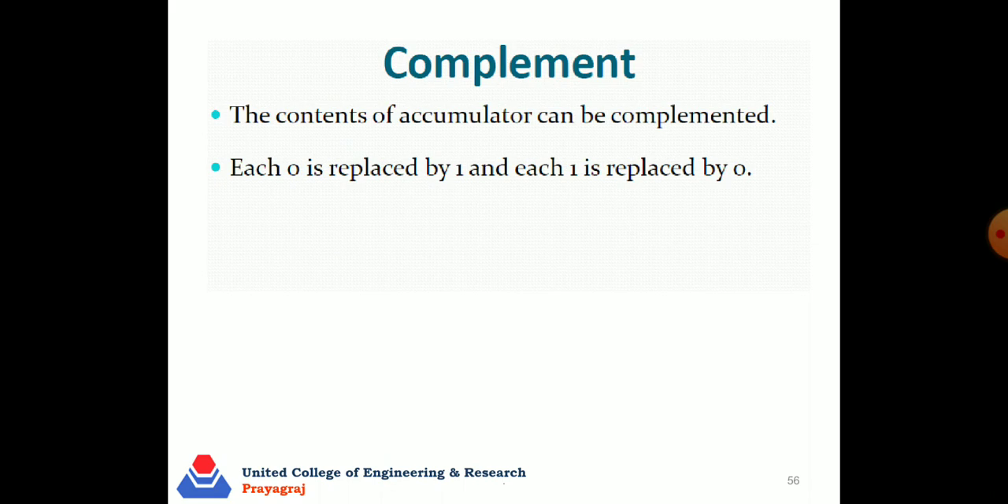Complement means the content of the accumulator can be complemented: if a bit is 0, it will become 1, and if it is 1, it will become 0. That is the meaning of complement.